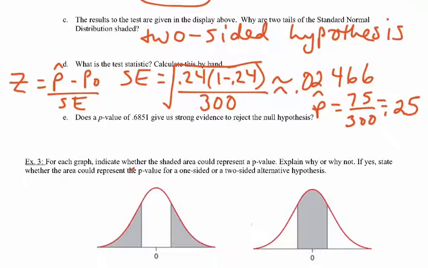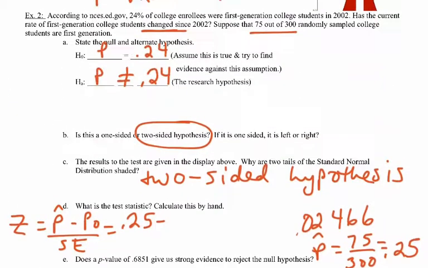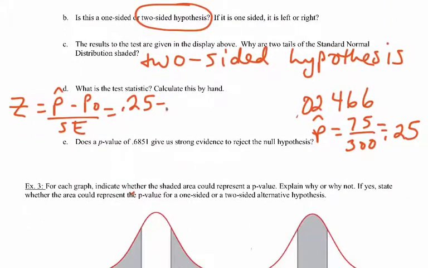Okay, I'm going to erase. I'm sorry, there's not a lot of room on here. Let me write this out using the z-score formula, but let me make some space here. My standard error, don't forget, is that 0.02466 number. And my p hat, of course, is the 0.25. So if I put this together, I'm going to have 0.25 minus p naught. Remember, p naught goes with your null hypothesis, so that's the 0.24, divided by the standard error of 0.02466.